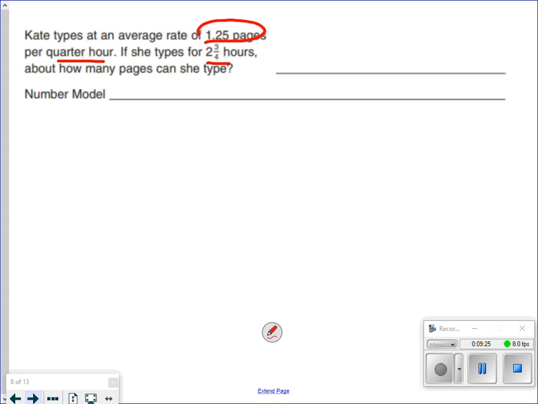We're going to take that 1.25, and we're going to multiply that per quarter hour, which would be times 4, right? There are 4 quarters in an hour, or 4 15 minutes in an hour. And then we're going to multiply that by 2.75. This is why 3/4 as a decimal is .75. So we have to solve this.